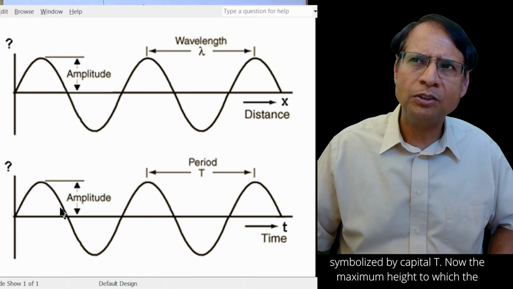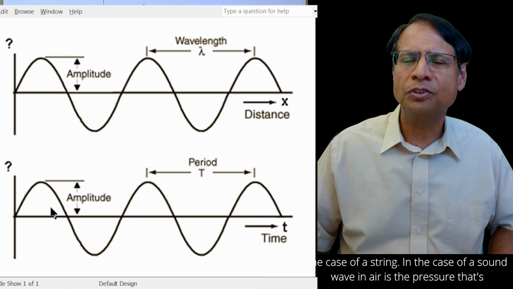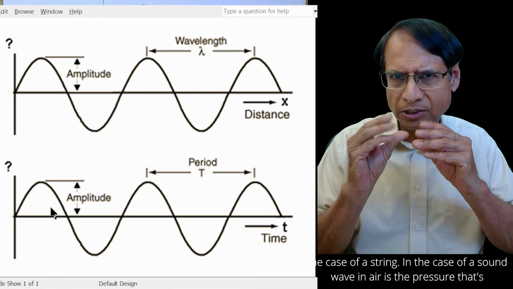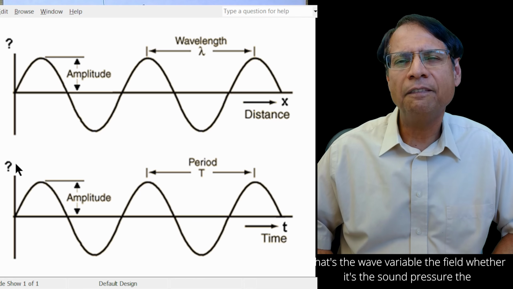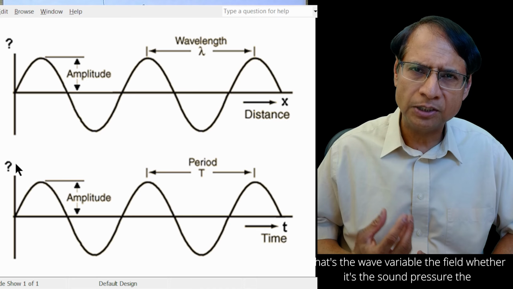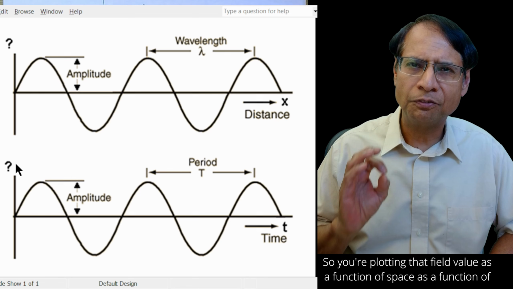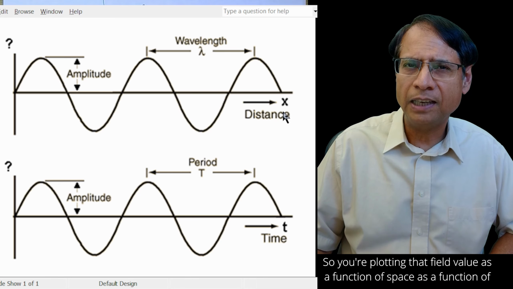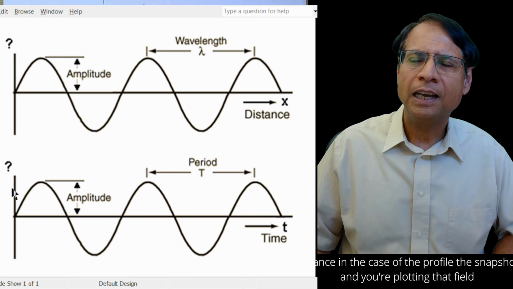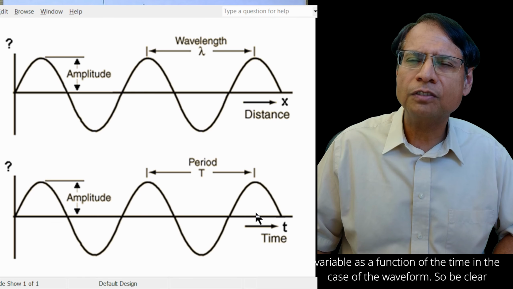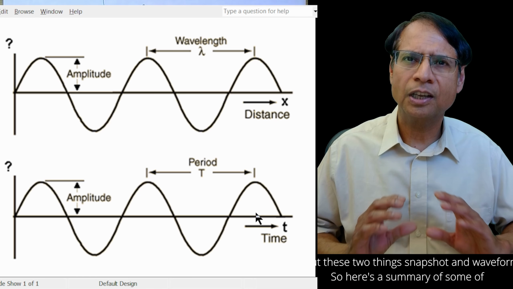Now the maximum height to which the displacement goes, that's called the amplitude. So it's going up and down in the case of a string. In the case of a sound wave in air, it's the pressure that's going up and down. Regardless, the y-axis here is the wave variable, the field, whether it's the sound pressure, the height of the string, the height of a water wave, electric field, and so on. You're plotting that field value as a function of space, as a function of distance, in the case of the profile, the snapshot, and you're plotting that field variable as a function of time in the case of the waveform. So be clear about these two things, snapshot and waveform.